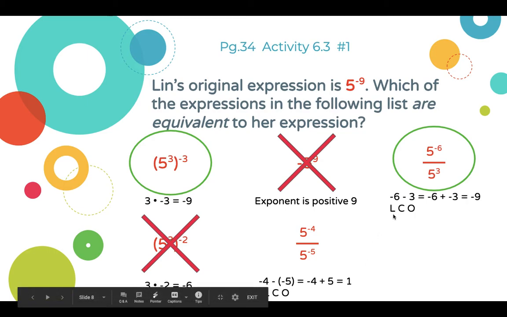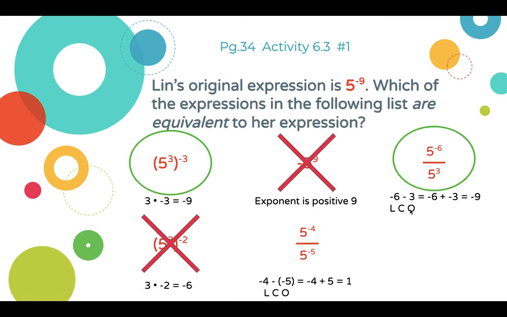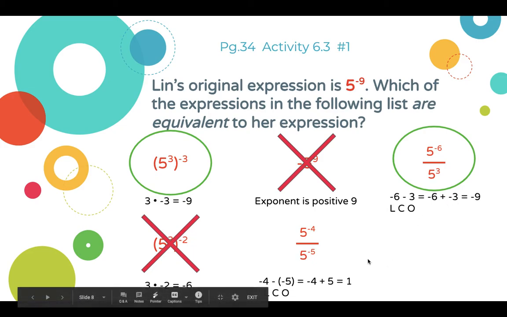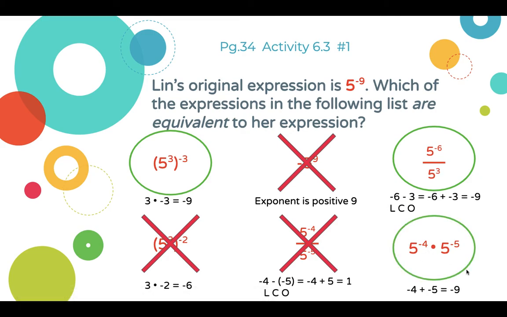And what this LCO stands for is leave, change, opposite. So leave, we changed, and we made the 3 its opposite to be negative 3. And our last one, so we're multiplying exponents. So we're multiplying powers. So we're going to add our exponents. -4 plus -5 is -9. -9 does match up, and the base is still 5. Yes, that one works. So those are the 3 that work.